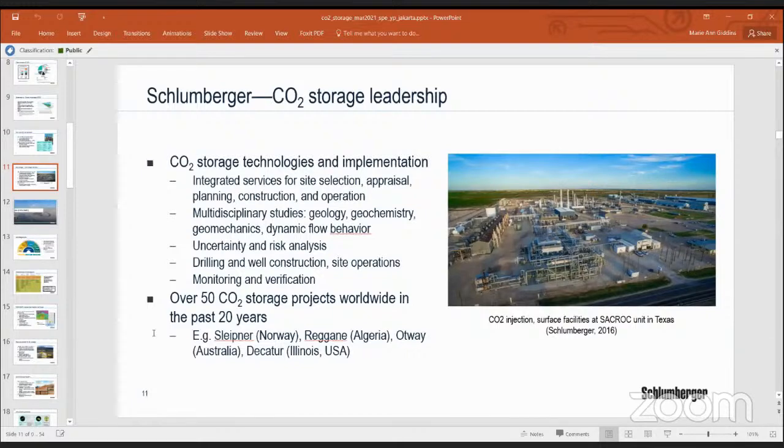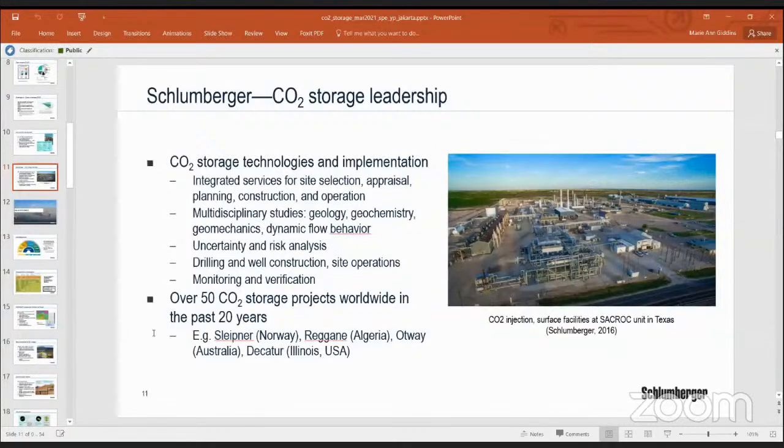Schlumberger has been working in this area for about 20 years now, specifically working on CO2 storage technologies, implementation of pilot studies and CO2 storage sites, providing services for site selection, appraisal, planning, construction and operation, performing multidisciplinary studies including geology, geochemistry, geomechanics, and dynamic flow modelling, looking at uncertainty and risk analysis, but also being involved in actual drilling, well construction, site operations, monitoring and verification.